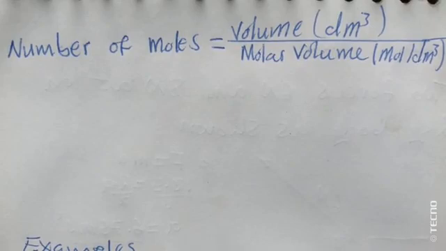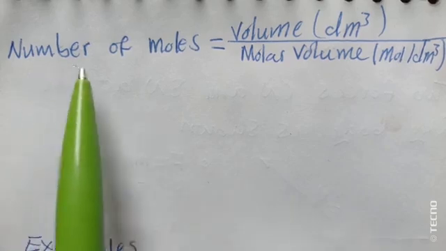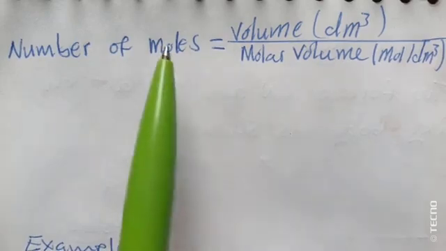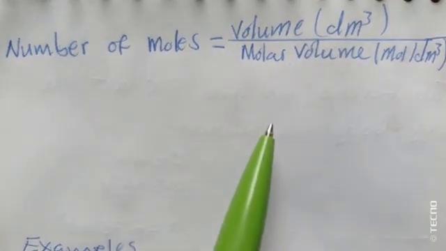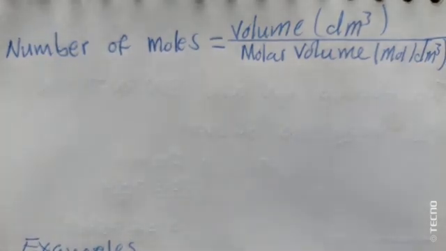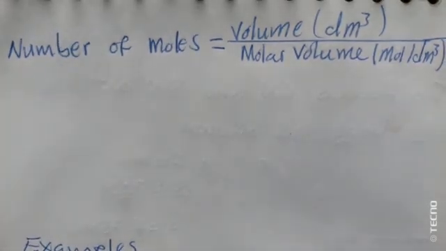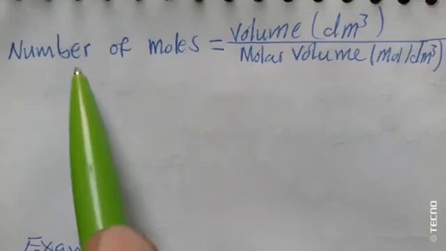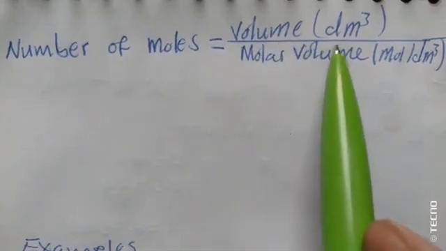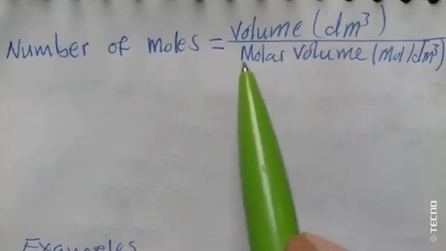This is the third lesson on stoichiometry. Now here we are going to discuss the number of moles, and how we can calculate the number of moles given the volume, and this should be in decimeter cube. So what we do here, first thing, we need to understand that we have this formula, which is number of moles is equal to volume in decimeter cube, divided by molar volume.